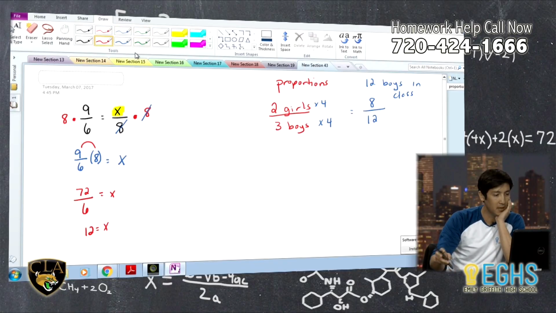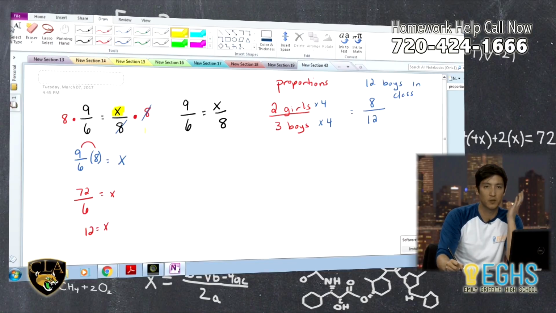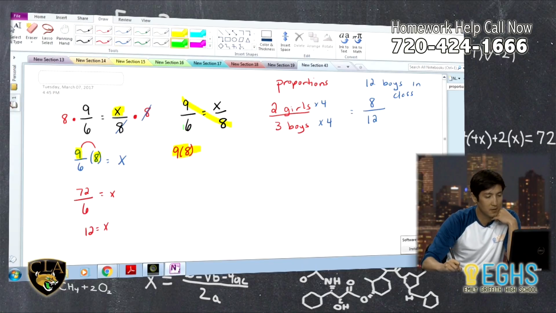So when we cross multiply, let me rewrite it, because you'll see where they start to look similar. 9/6 equals x/8. When we cross multiply, we're doing everything I did originally, just in an algorithm that's a little bit shorter. So I'm multiplying 9 times 8 over here, which you can see is the multiplication happening right here. And on this side of the equation, I'm going to do equals 6 times x. So I'm going to say equals 6x.